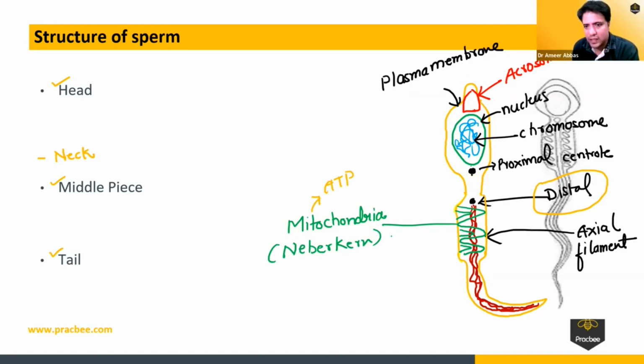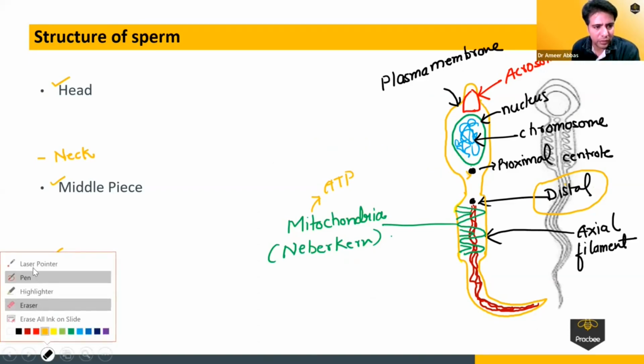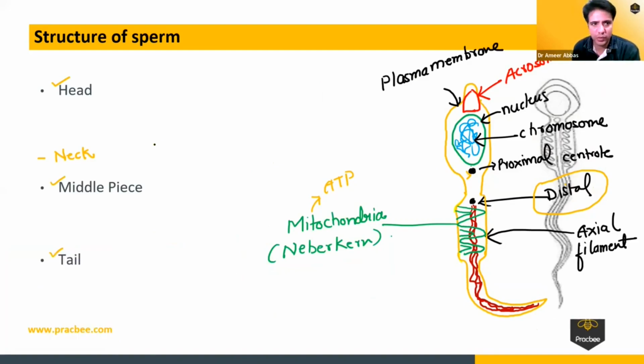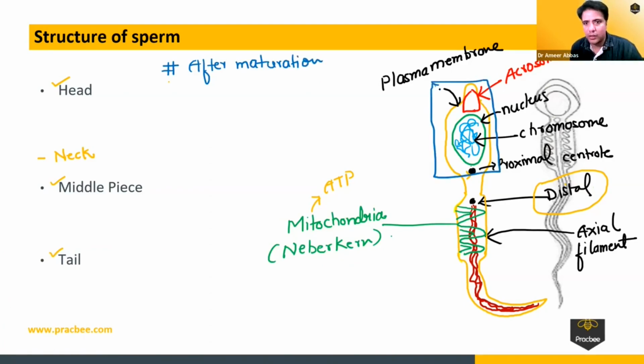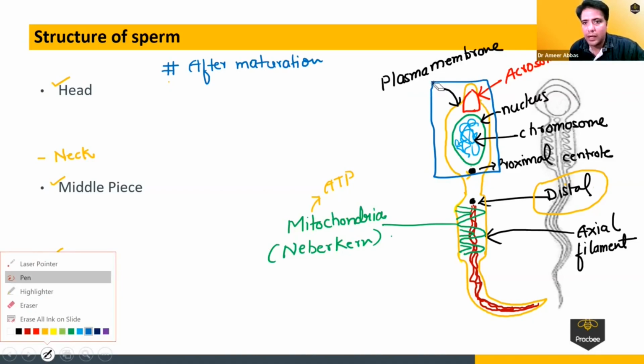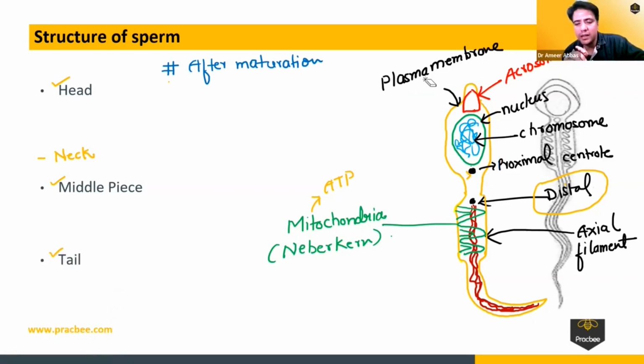What we can see in the neck portion is that only proximal centriole is present in the neck portion. You must remember that the middle piece consists of centriole and mitochondria, where the centriole is the distal centriole. So what will happen to the mature spermatozoa after maturation? This is the head. This head will embed into the Sertoli cell for nourishment.